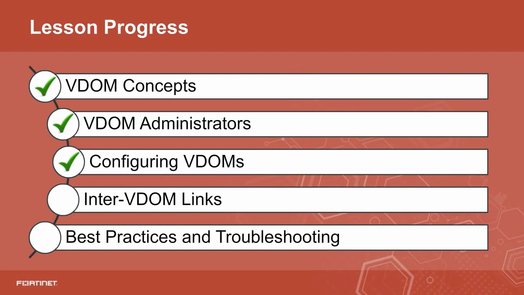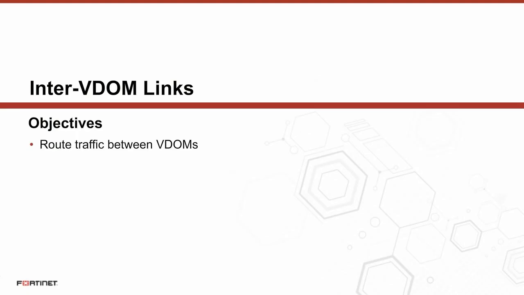Good job! You now understand how to configure VDOMs. Next, you'll learn about inter VDOM links. After completing this section, you will be able to route traffic between VDOMs using inter VDOM links. By demonstrating competence in inter VDOM links, you will be able to effectively and efficiently route traffic between VDOMs within a FortiGate.